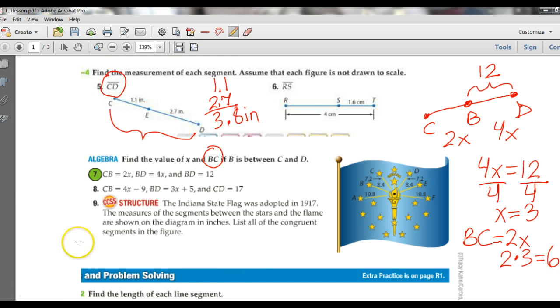Number 9, the Indiana state flag was adopted in 1917. The measures of the segments between the stars and the flame are shown on the diagram in inches. List all of the congruent segments in the figure. So we just want segments that have the same length. So that would be AG and GF, BG and GE, and CG and DG. And this is how we would write it.